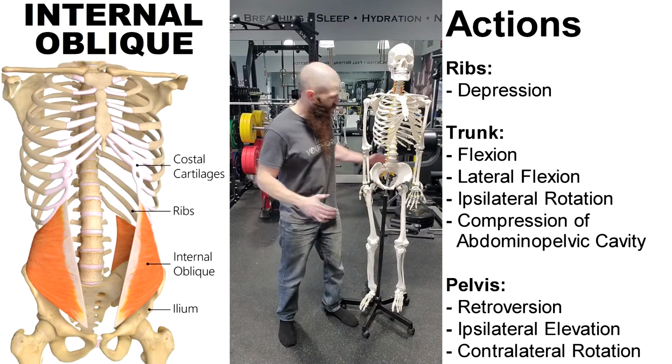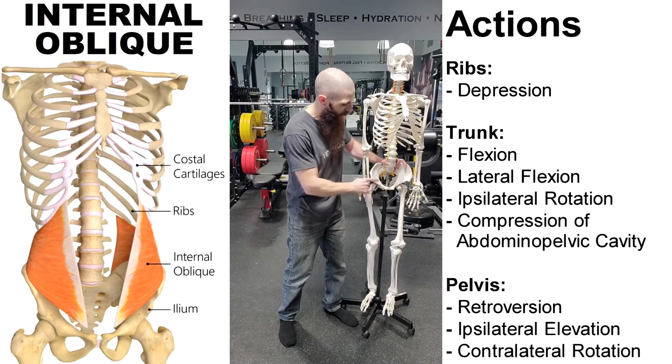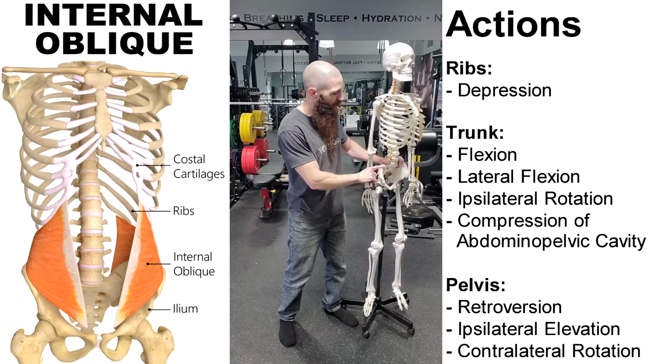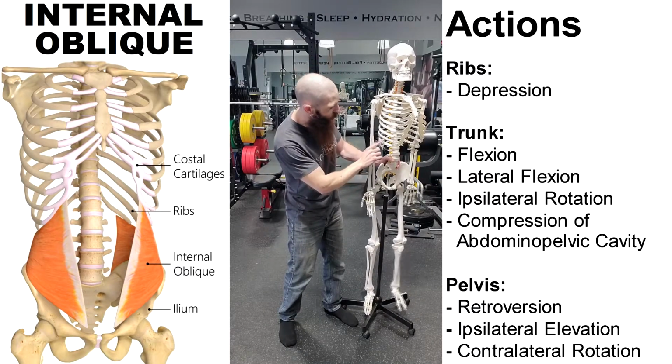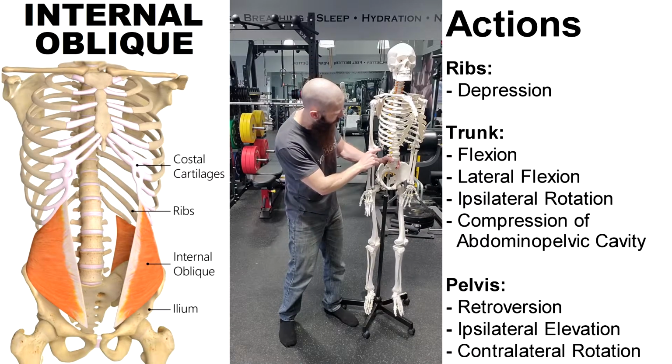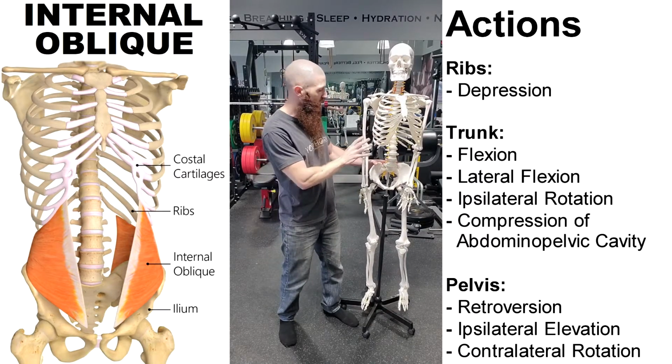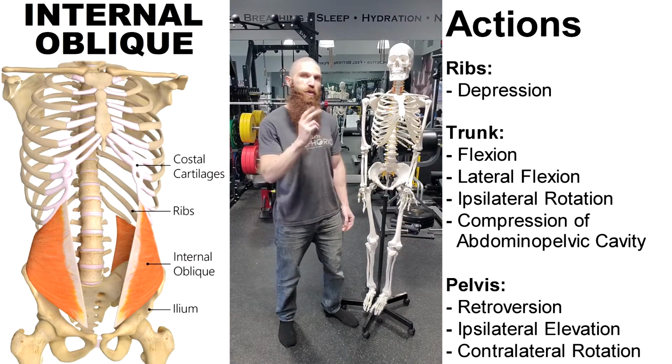The internal oblique attaches from the abdominal aponeurosis, the lateral 2/3 of the inguinal ligament, the iliac crest, and the thoracolumbar fascia, and then it's going to insert into the lower 3 ribs, so ribs 10, 11, and 12. And because it crosses the ribs, the trunk, and the pelvis, we know it's going to have an action in all 3 of those areas.